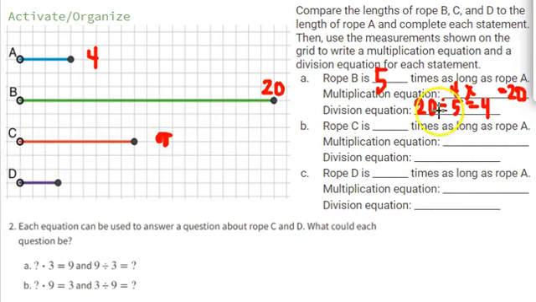Sorry, my drawing's not working very well right at the second. It's 9. So rope C is how many times as long as A? Well, it's 2 times, that gets you 8, but then you need one more part. Because rope A times something gets you 9, right? Well, what's the missing number here?